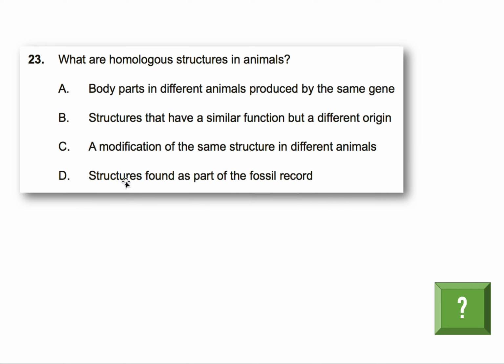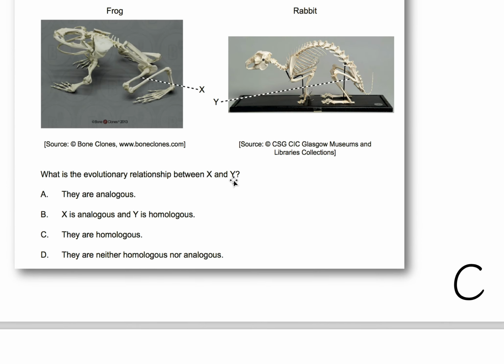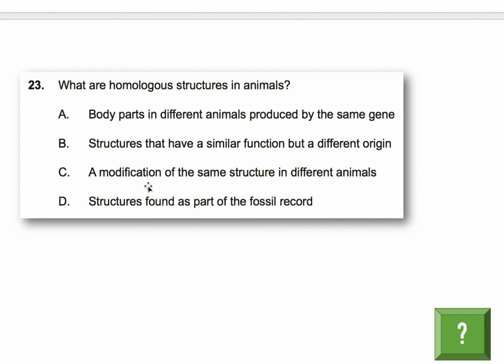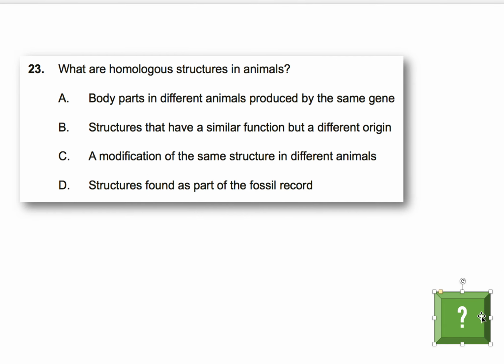So D, structures found as part of the fossil record. So again, structures found in the fossil record would be bones, not necessarily homologous structures. Okay, it doesn't have to be homologous structures, so that's why it's not D. Because maybe you can find the fossil record of a bird and then also of an insect, and this would not be homologous, right? That's analogous, as I explained above here. So it's going to be C.